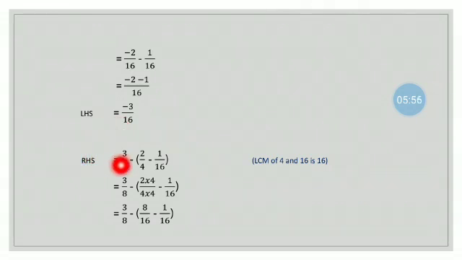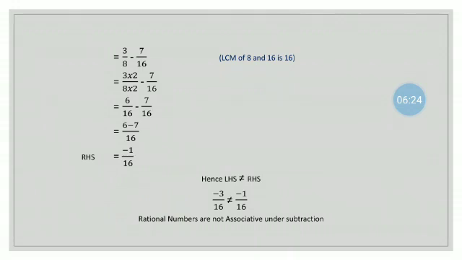RHS equals 3 upon 8 minus bracket 2 upon 4 minus 1 upon 16. Now the LCM of 4 and 16 is 16, so I need to multiply 2 upon 4 by 4. So 3 upon 8 minus bracket 2 upon 4 multiply by 4 minus 1 upon 16. So 3 upon 8 minus bracket 4 into 4 is 16 minus 1 upon 16. So 8 upon 16 minus 1 upon 16. So 3 upon 8 minus 7 upon 16.